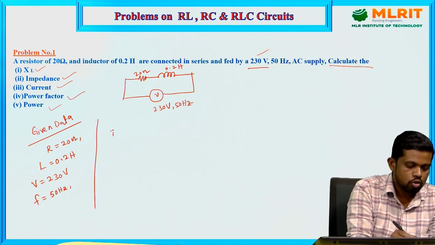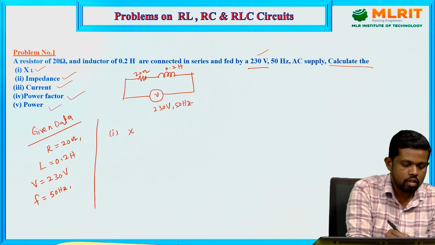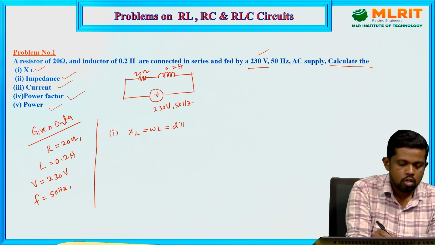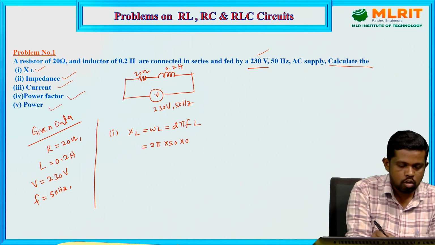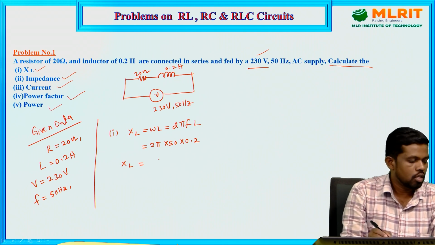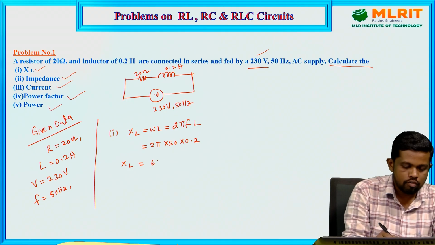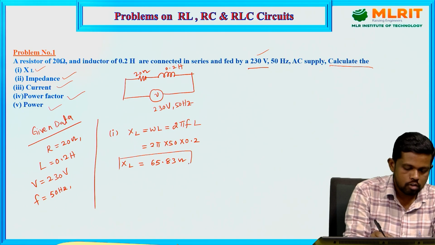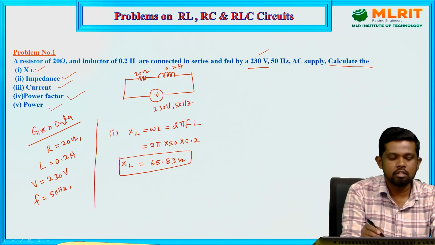For the very first question, they have asked for XL. We have the formula: XL or omega L is called the inductive reactance of the coil, which is written as 2 pi FL. Here F is 50 and the inductance of the coil is 0.2 Henry. After simplification, we got the value XL equal to 65.83 ohms. So this is the first answer: the inductive reactance of the RL series circuit.